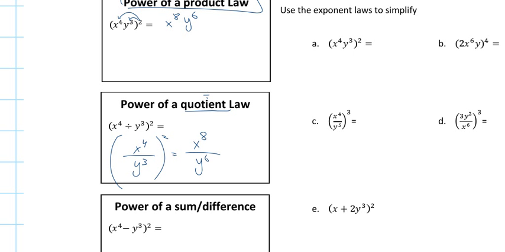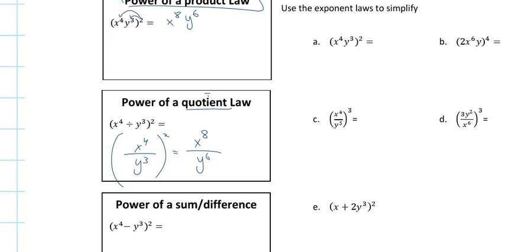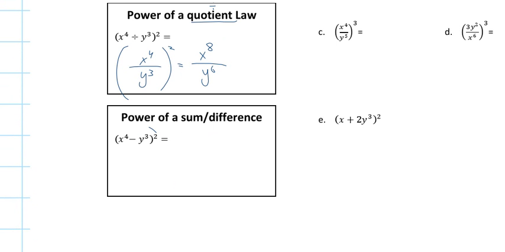Now, when I have addition or subtraction inside that bracket, that's not going to work. Okay? I cannot distribute that exponent in. Not right. I can't do that. Okay? In this case, I have a subtraction, right? So I can't distribute that 2 in. Do you remember what we did when we had something to the power of 2? Like when we had in the previous unit where we had like x minus 2 squared? Do you remember what we did?